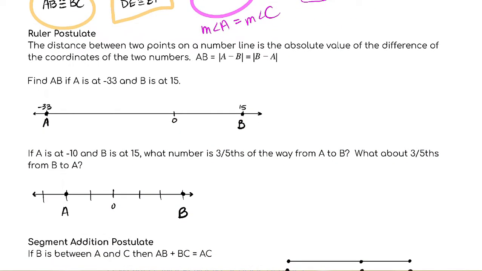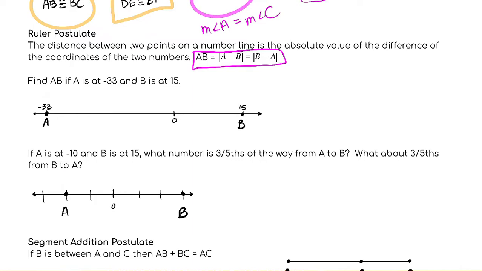The ruler postulate. This states that the distance between 2 points on a number line is the absolute value of the difference of the coordinates of the two numbers. So for example, we have a statement here, this is the rule. AB equals absolute value of A minus B, and it also equals absolute value of B minus A.